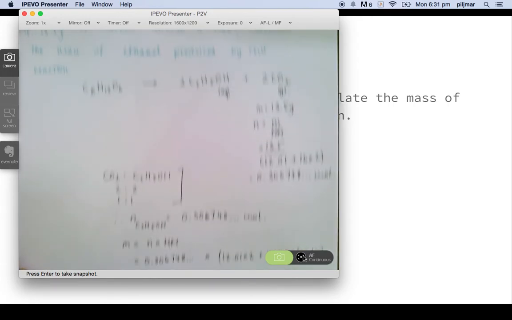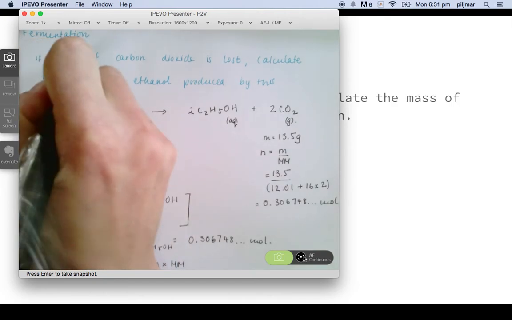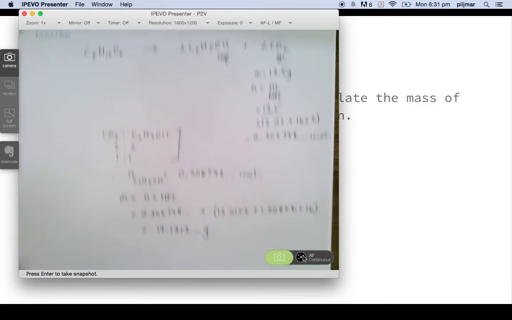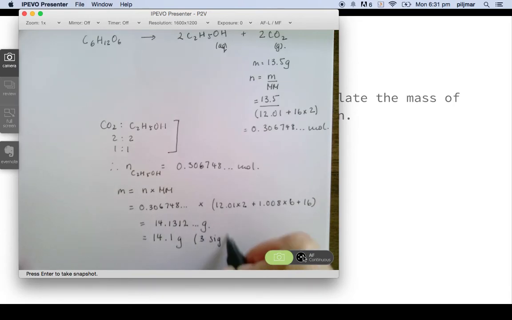Now if I go back to my question, of course I look for the number of significant figures that was given. In this particular instance, 13.5 is 3 significant figures. So I look at my answer and I say 14.1 rounded off in grams to 3 sig fig. And that's how we would calculate the mass of ethanol from that particular mass of carbon dioxide given off.